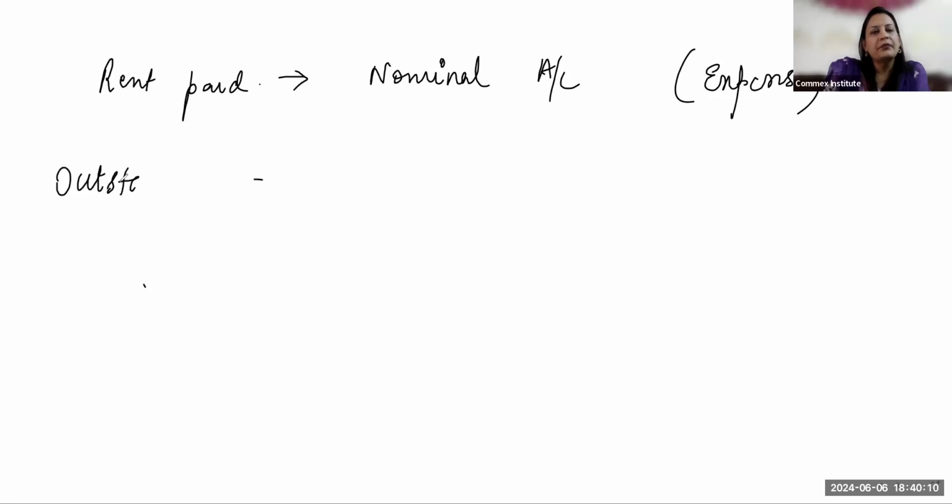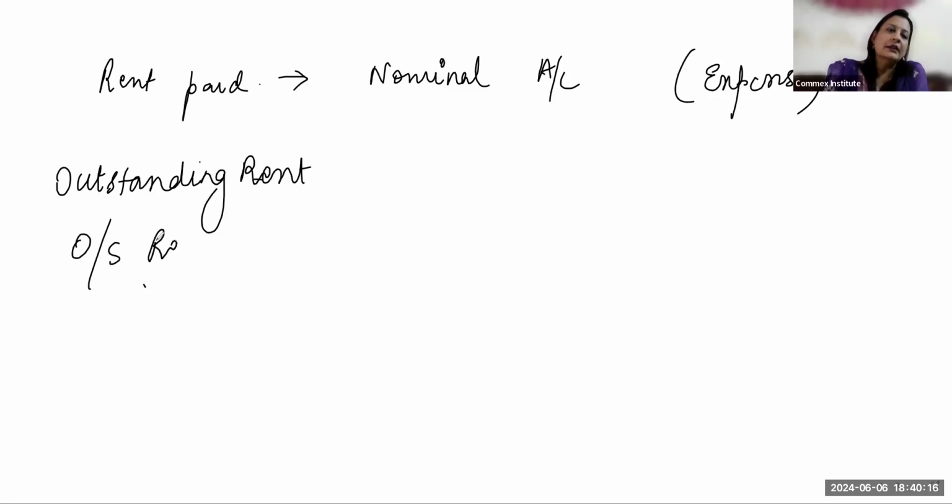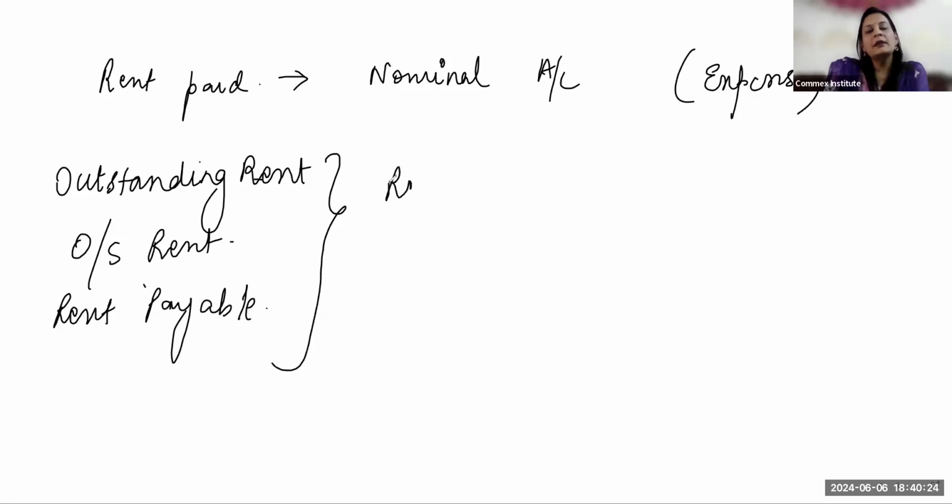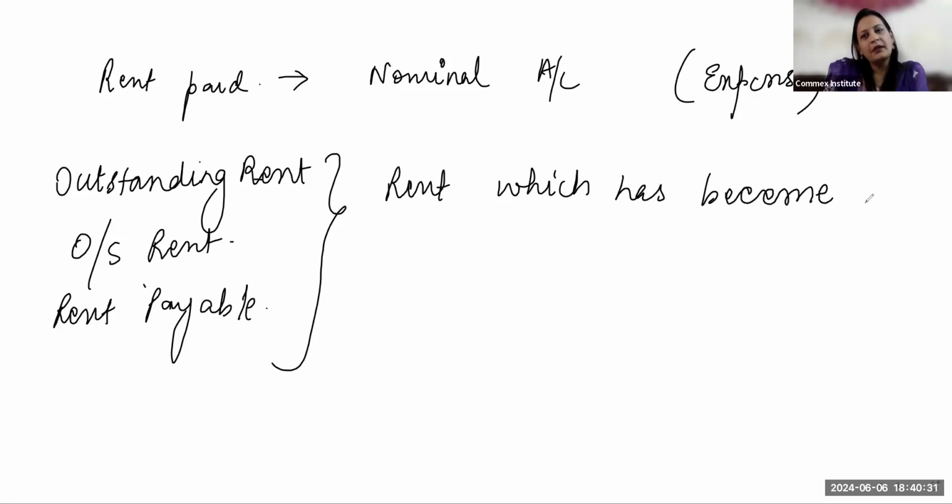Outstanding rent. What is outstanding rent? We can also call it rent payable. What does this mean? Rent which has become due, but not yet paid.